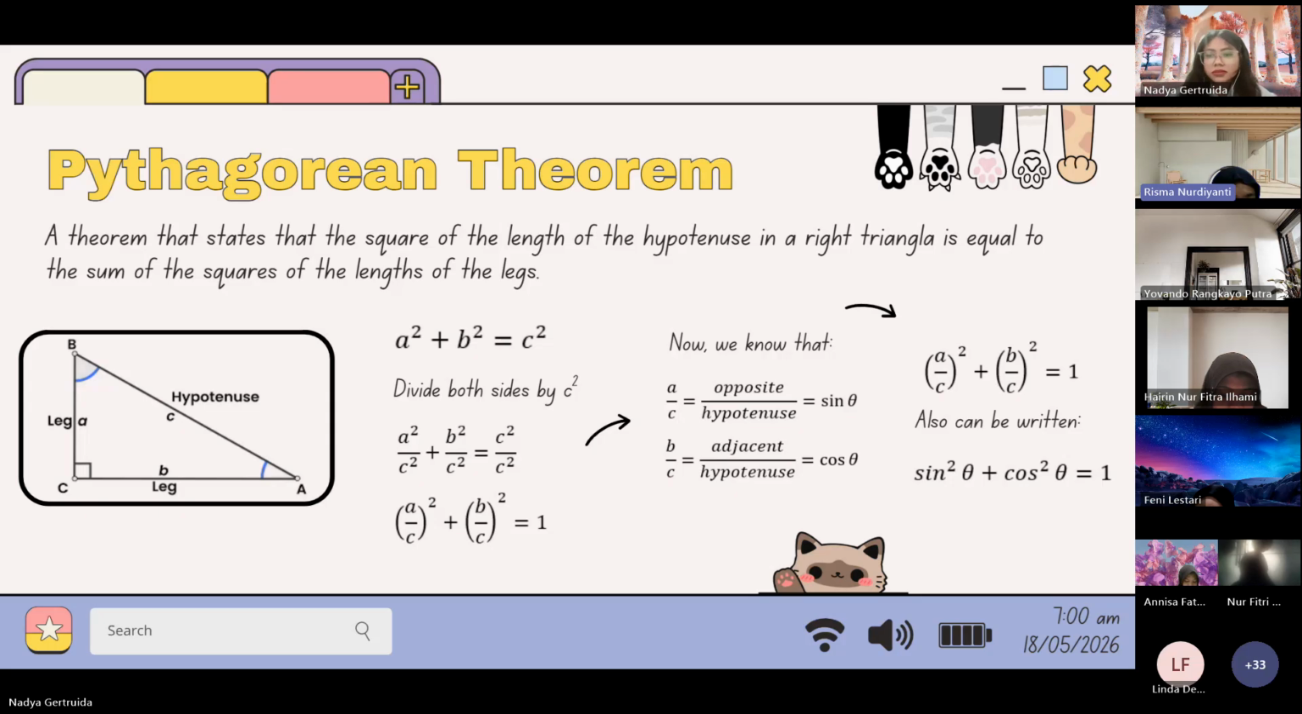Then this can be simplified into open bracket a over c close bracket square plus open bracket b over c close bracket square equals 1. Now we know that a over c is opposite over hypotenuse, which is sine theta, and b over c is adjacent over hypotenuse, which is cosine theta. So the equation can also be written as sine square theta plus cosine square theta equals 1.